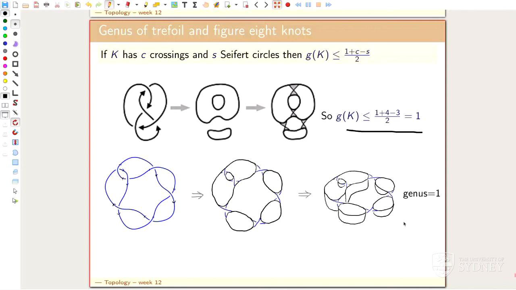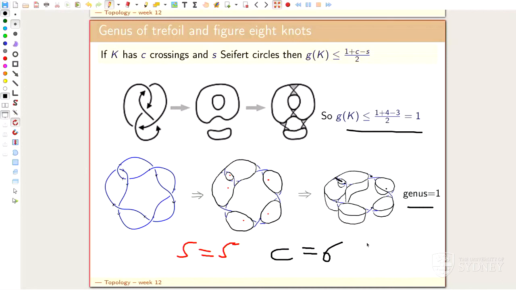Similarly, if you do it for this guy, let's just try. So if you do it, what you will see here is that S is, well, here's 1, here's 1, here's 1, here's 1, here's 1. So I count 5. And the number of crossings is here's 1, here's 1, here's 1, here's 1, here's 1, here's 1. So I count 1, 2, 3, 4, 5, 6. Very good. You feed it in. 1 plus 6 minus 5 over 2 is 1. It's actually really easy to compute.